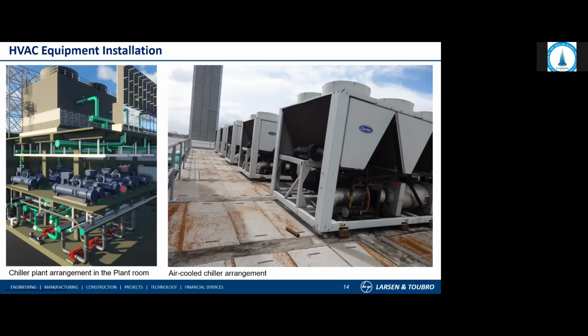On the left-hand side, if you see the picture, this is something we installed recently at the FIFA World Cup stadium in Qatar. It has a 20,000 plant capacity. On the ground floor, level 0, all the chillers are provided, in the basement all the pumps, and on the terrace there is a cooling tower. So this arrangement is for a large-scale chiller plant.